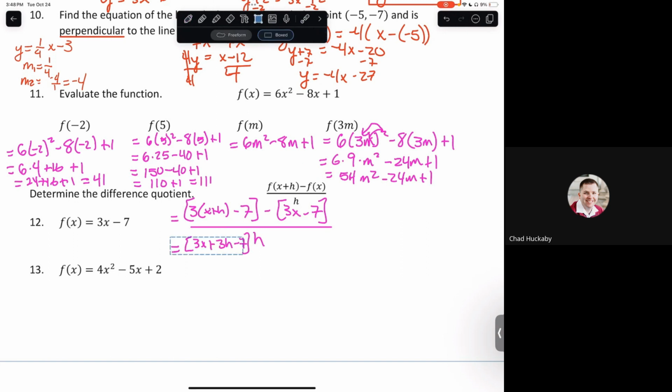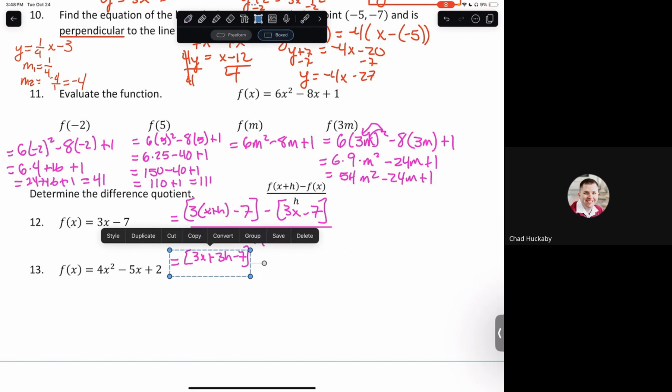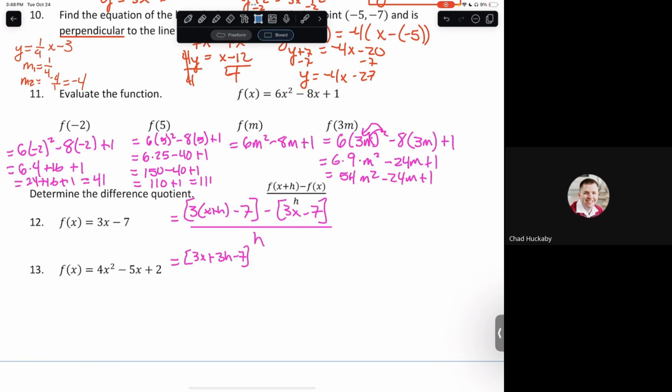Probably didn't write that far enough down. Minus a 3x plus 7, because we distribute that negative, all over h. So what we're left with is 3x plus 3h minus 7 minus 3x plus 7, all over h.